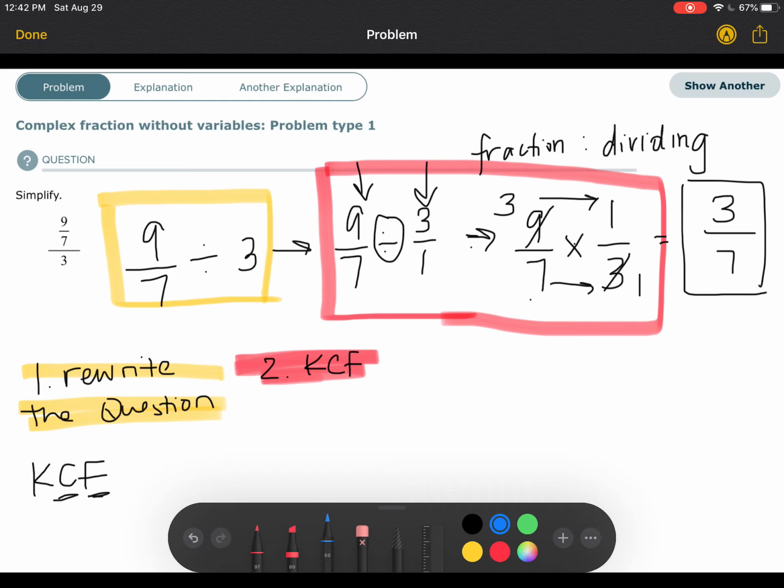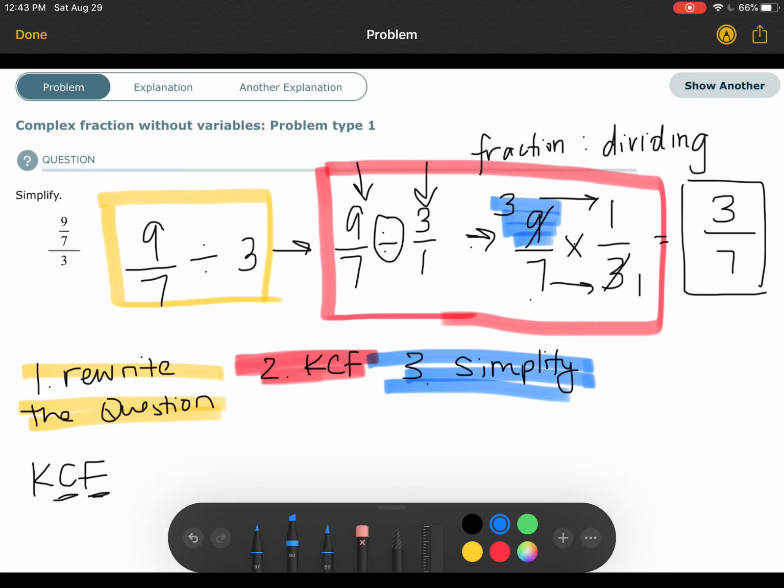And then 3, simplify before you multiply. I'm going to do that in blue for you, so if you need to take a screenshot. I keep messing that up. All right, here we go. Simplify before you multiply, and that is what I'm doing in this part right here. And then 4 would be to solve. I'm going to put that in green, and that would be solving your answer.